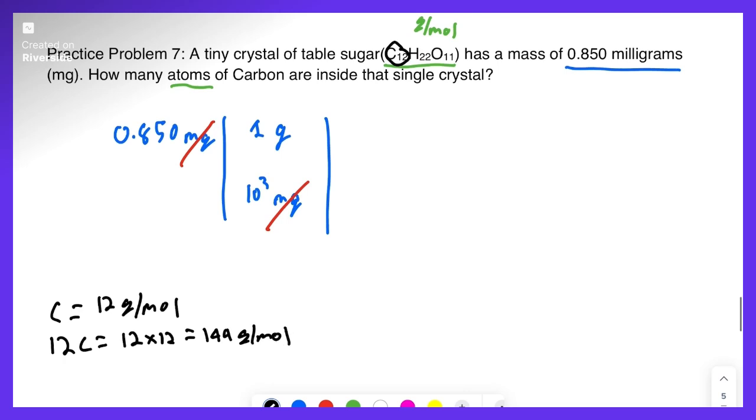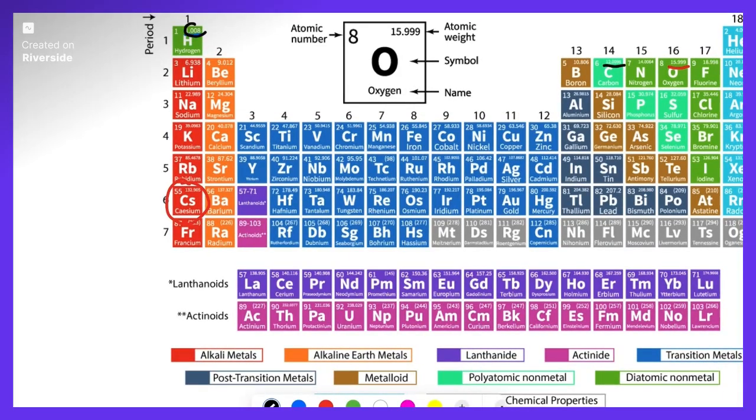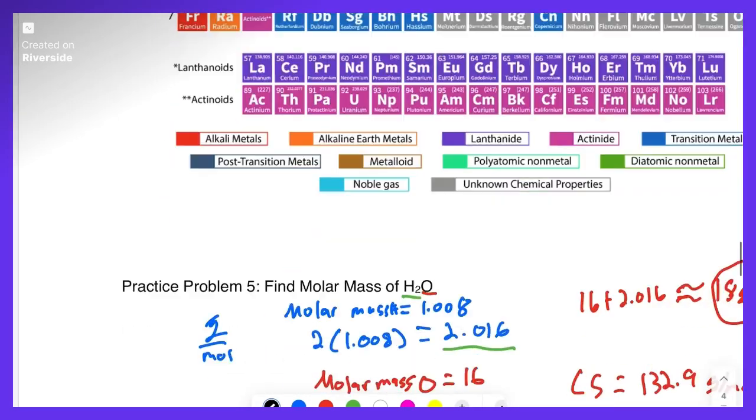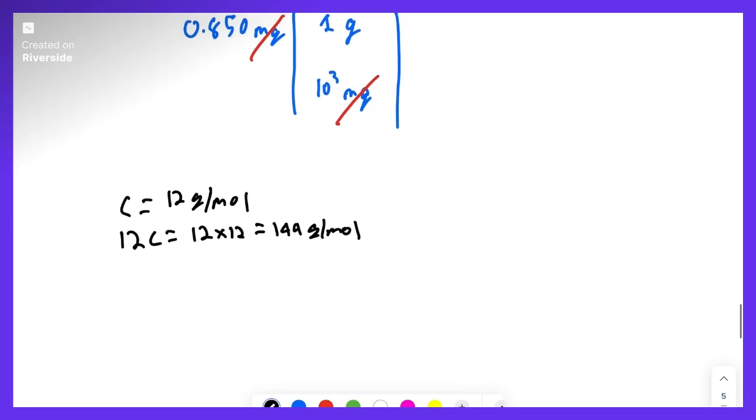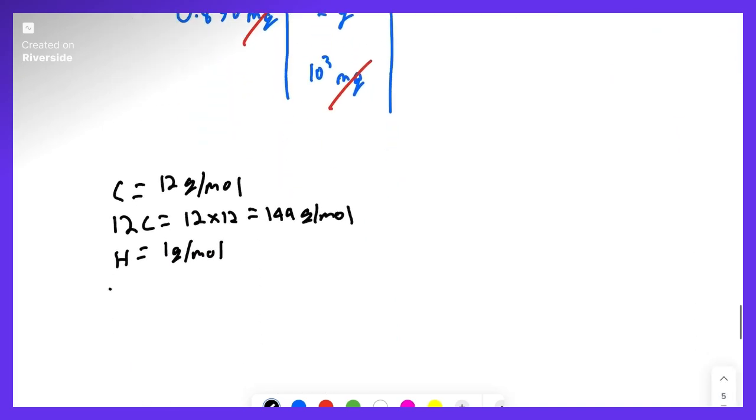Now let's look at hydrogen. So hydrogen has an atomic weight of 1, right? So we know hydrogen has 1 gram for every mole. And if we look, we see that there's 22 hydrogens. So 22 hydrogens is equal to 22 times 1, which is 22 grams per mole.